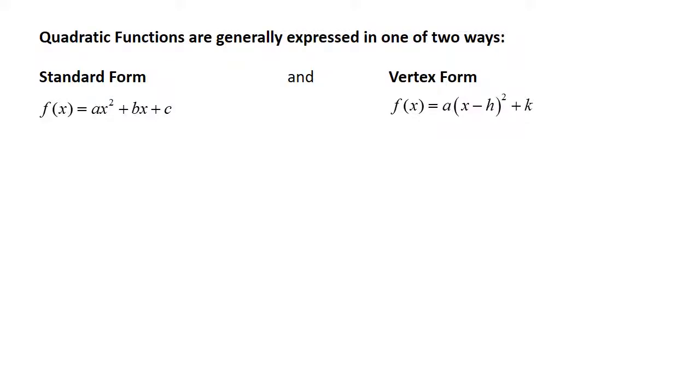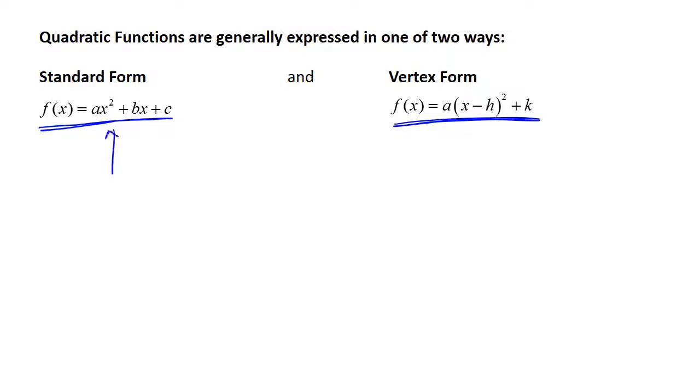So far as we've examined quadratic functions, we've seen the equations expressed in two ways. In standard form, f of x equals ax squared plus bx plus c, and in vertex form, f of x equals a times x minus h quantity squared plus k. There are other ways that the quadratic function could be written, but these are the two most common, and they each have some similarities and differences.